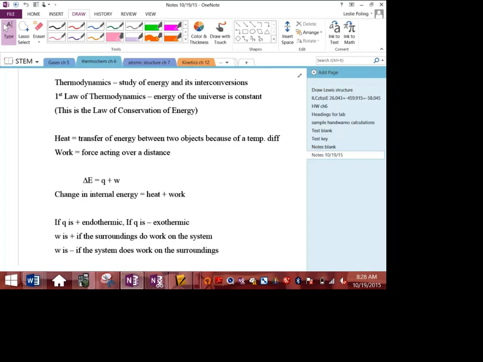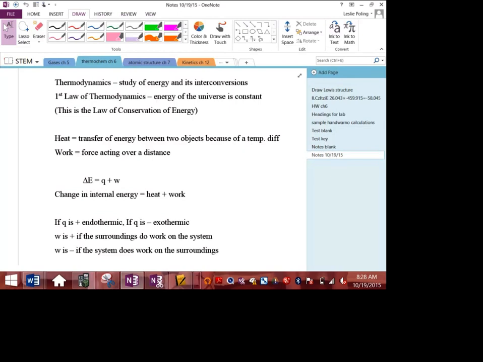Okay? In thermodynamics, we have several laws. The first law of thermodynamics is that the energy of the universe is constant, which is another way of saying energy cannot be created nor destroyed, which is our law of conservation of energy.